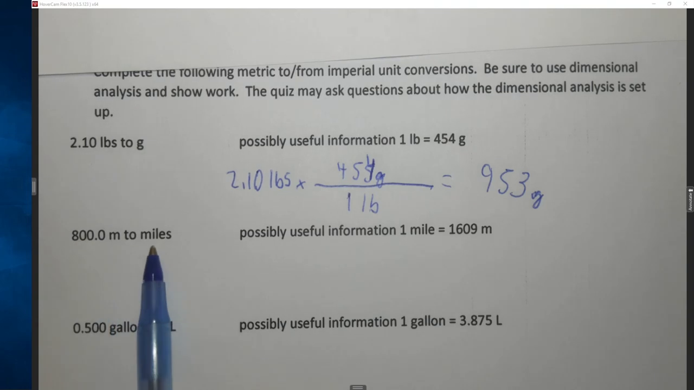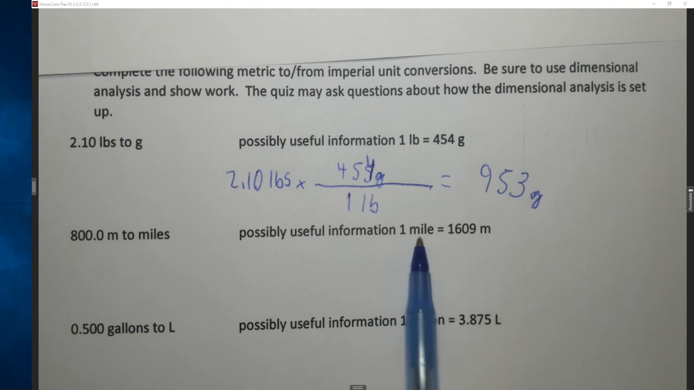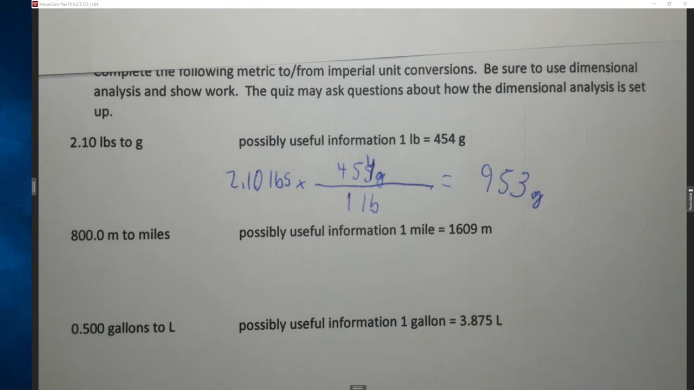It says 800 meters to miles. So for people doing track, you probably know that 800 meters is about a half a mile. And then it gives us the possibly useful information. 1 mile is 1609 meters.